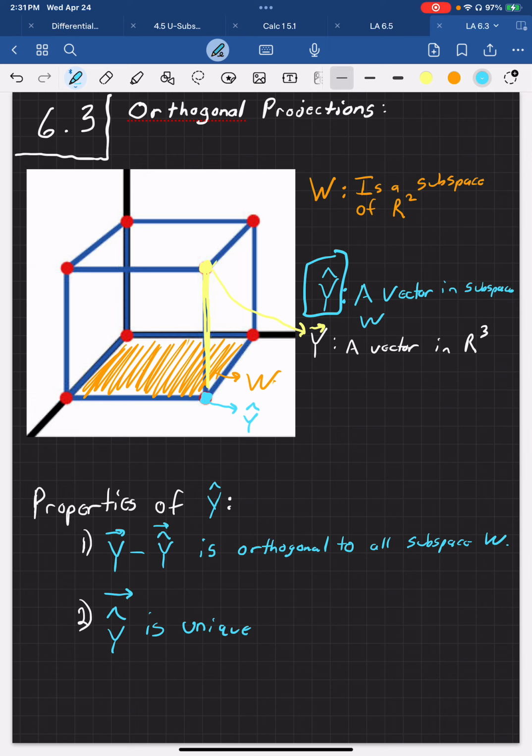For two reasons. It's a unique vector, not only in the sense that it's perpendicular to vector y, it's also, in terms of distance, the closest distance to vector y.